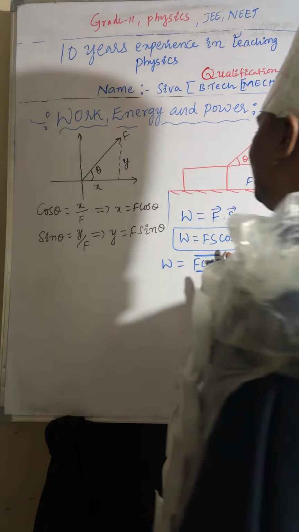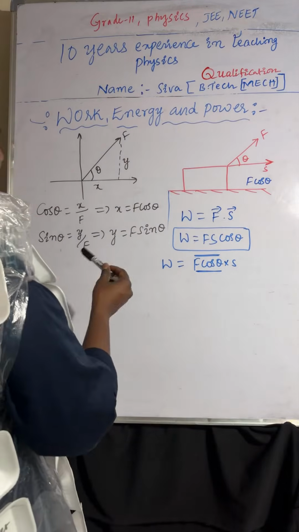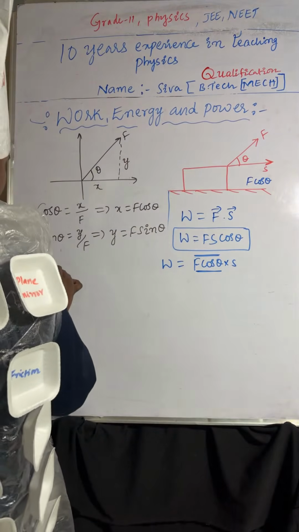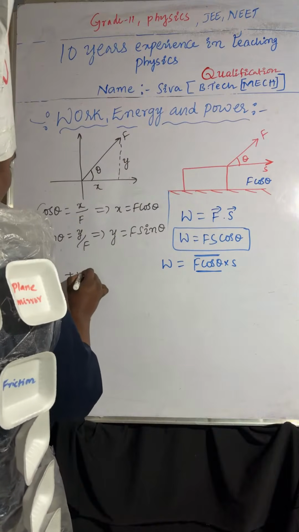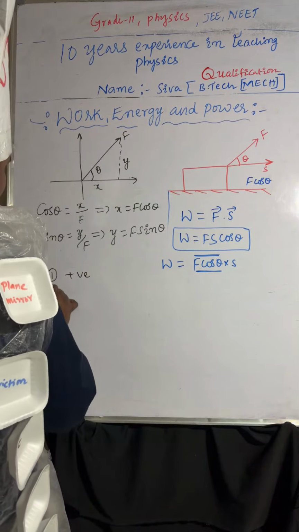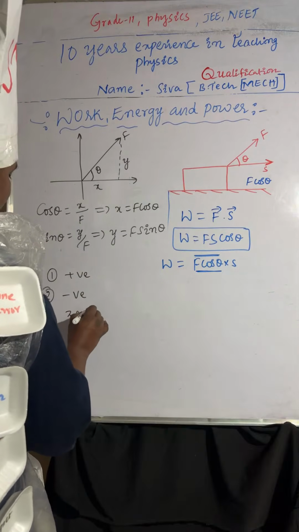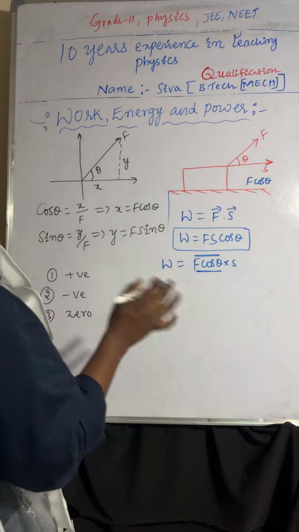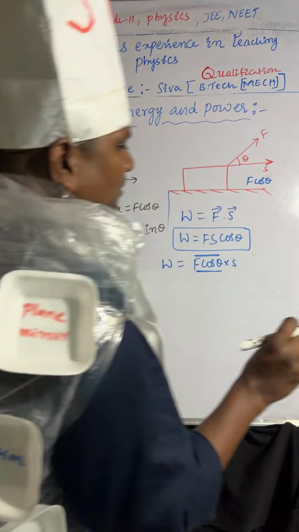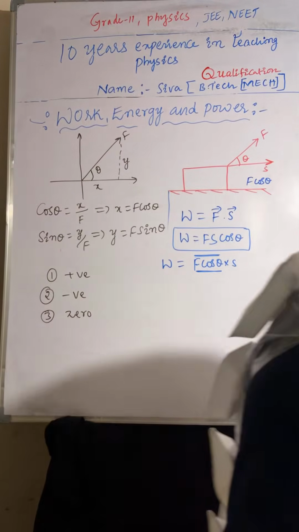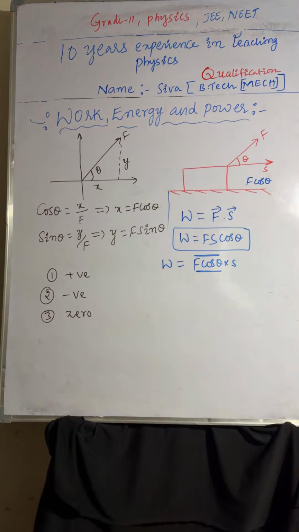Now there are three types of work done: positive work done, negative work done, and zero work done. First is positive work done, second is negative work done, and third is zero work done. So when will it be positive, when will it be negative, and when will it be zero?